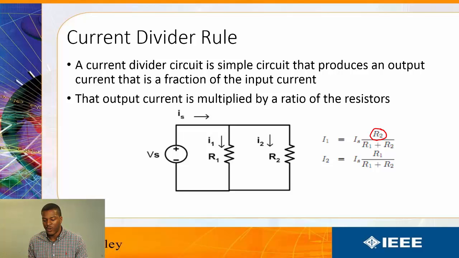In the current divider rule, you actually use the opposite resistor to which you want the current flowing out of. So I1 is found by the input current times R2 over R1 plus R2, and I2 is found by the input current times R1 over R1 plus R2.